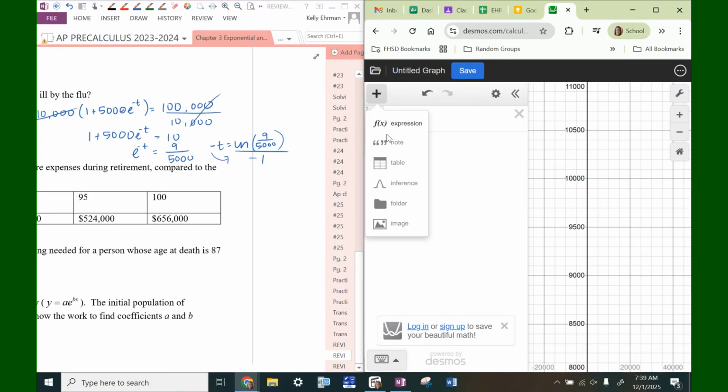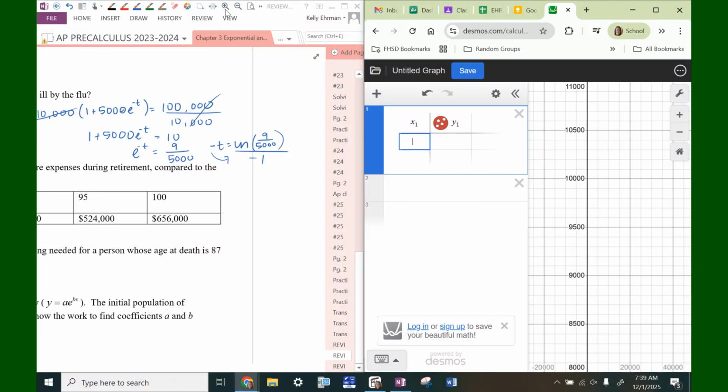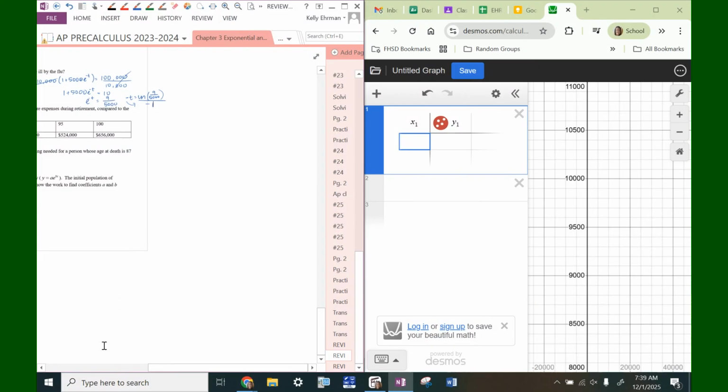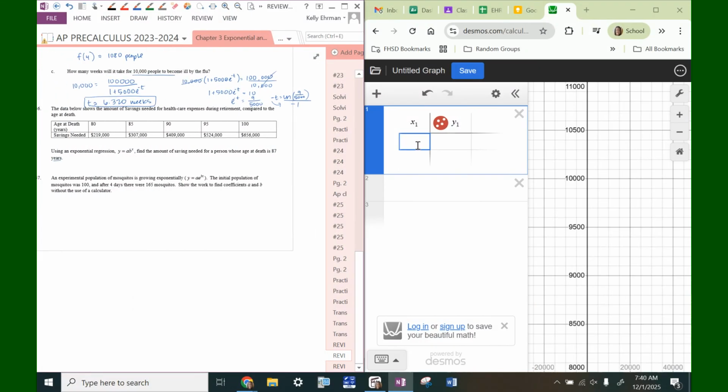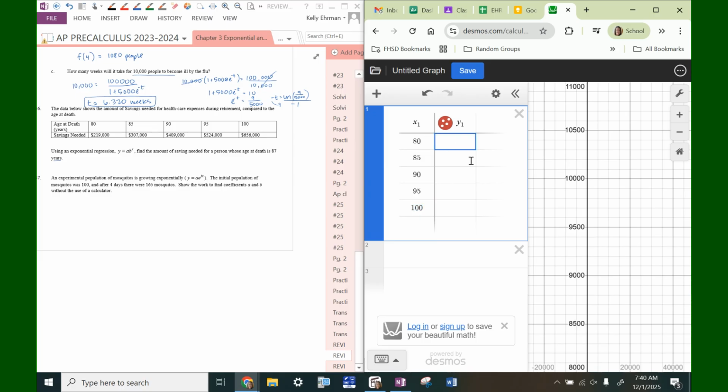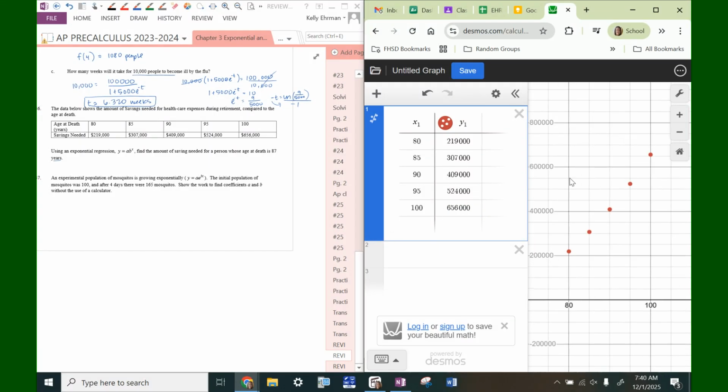So we go to the plus sign, we add a table, and we put in our values, zooming out so I can see it all at once. Okay, so 80, 85, it starts guessing for me. Those inputs are going up by 5, so that's fine. Remember, no commas. 219,000, 307,000, 409,000, 524,000, 656,000. You can zoom fit if you'd like.